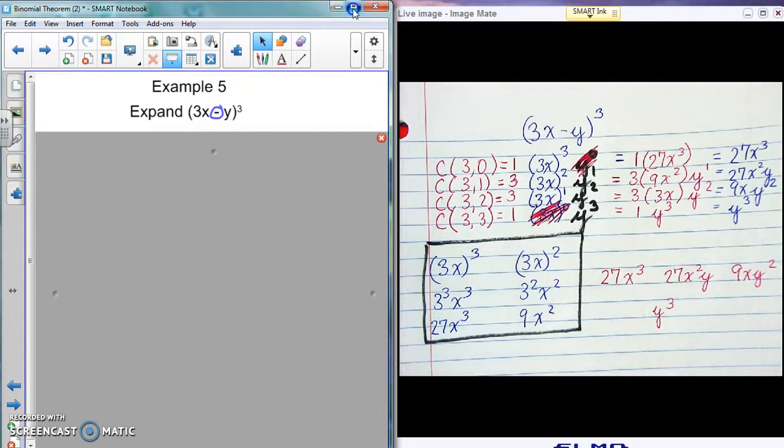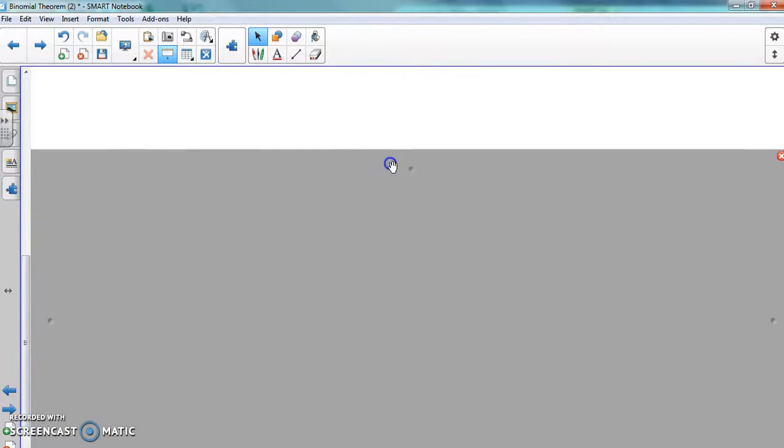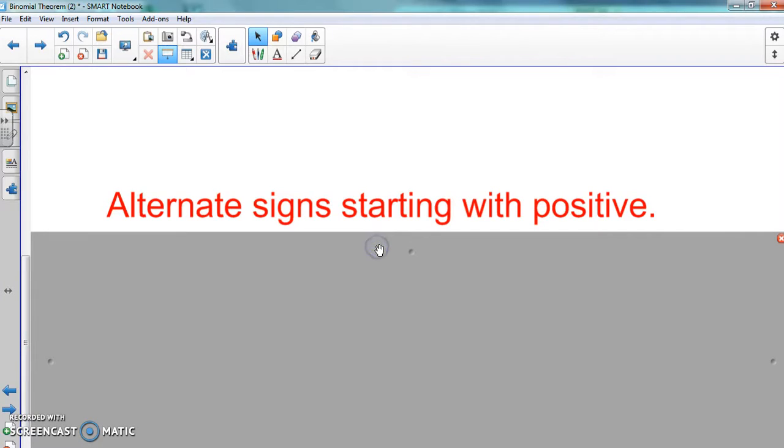Now, looking at this part, and this is the part that was covered up. When it comes to our subtraction, what we're going to do is alternate signs, starting with a positive sign. So we're going to alternate signs. That means it's going to start off positive, then go to negative, then positive, then negative, positive, negative, till we get to the last number. So it's understood a positive here, then negative, then positive, then negative.